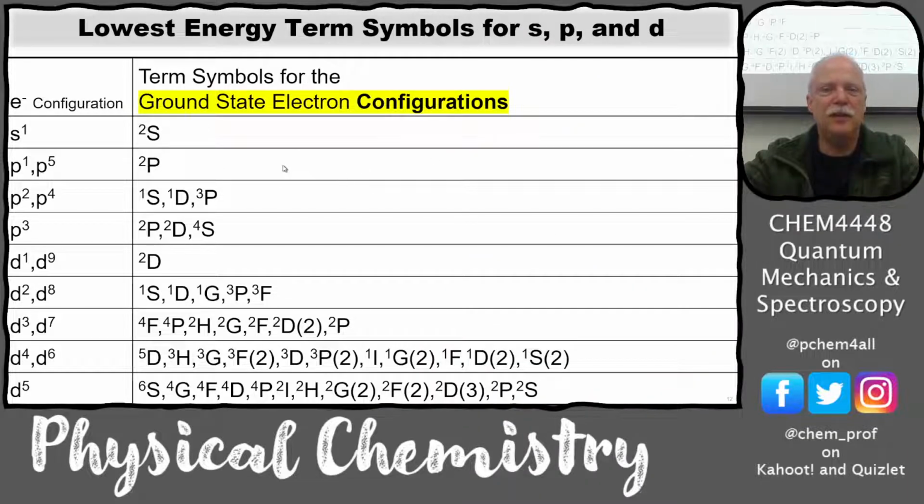So here are the lowest energy term symbols for S, P, and D. The F ones are just ridiculously complicated. Look how bad the D ones get.